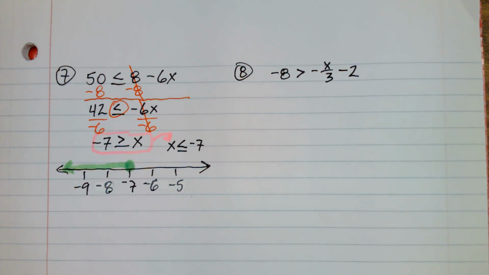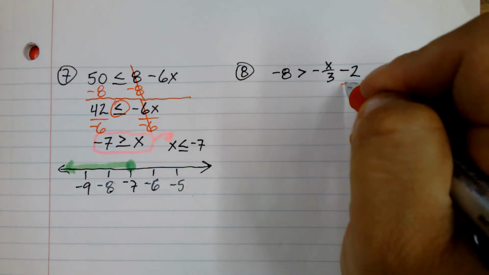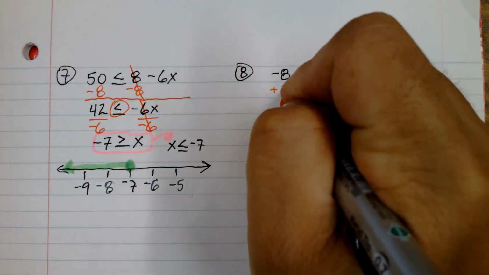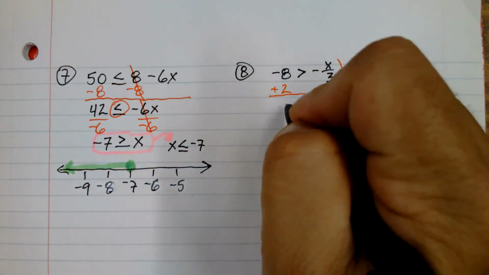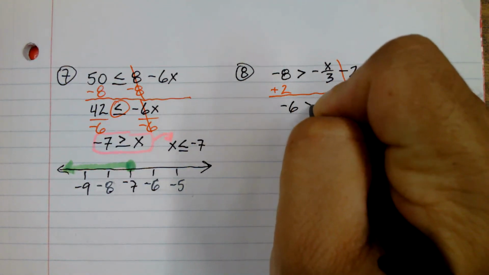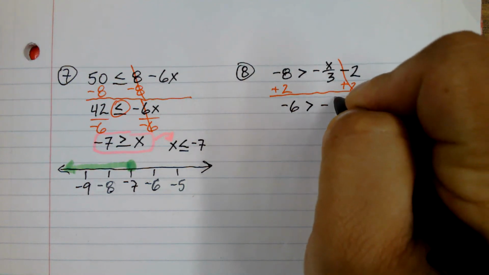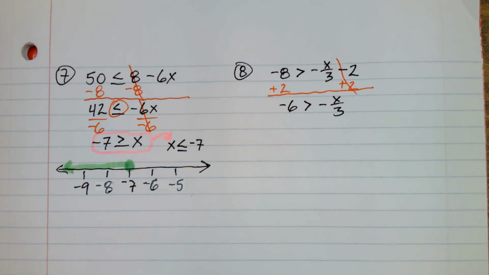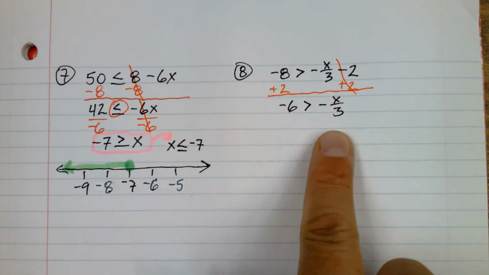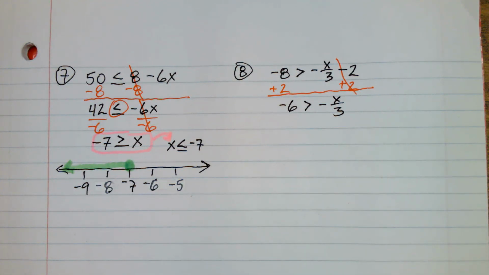All right, let's try this one. -8 is greater than -x thirds minus 2. So add 2. And -8 take away 2 is -6 is greater than -x thirds. Okay, so now what do? I got -6 is greater than -x thirds.